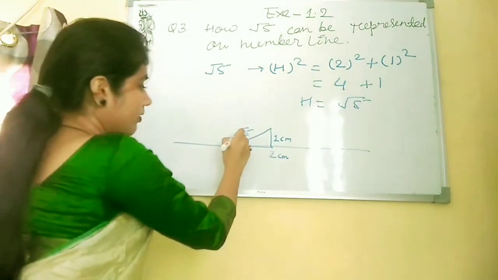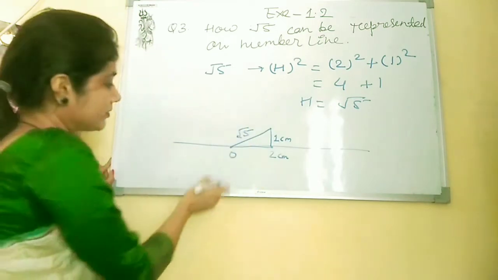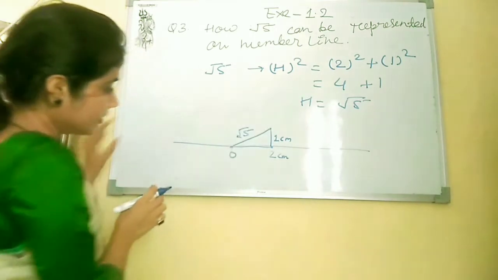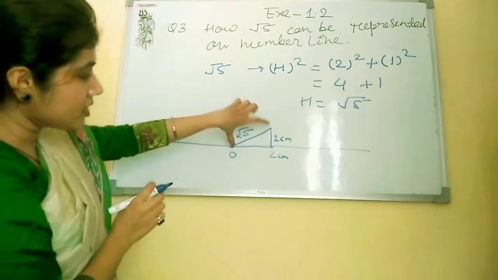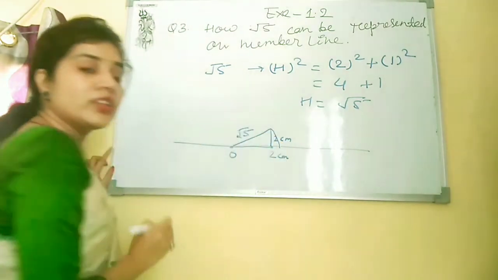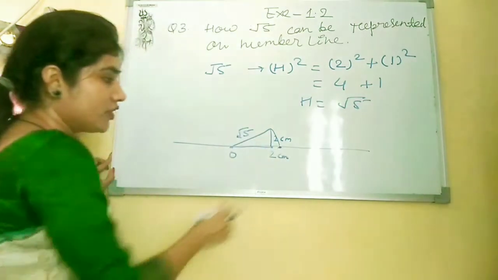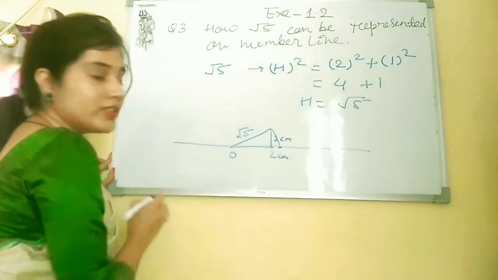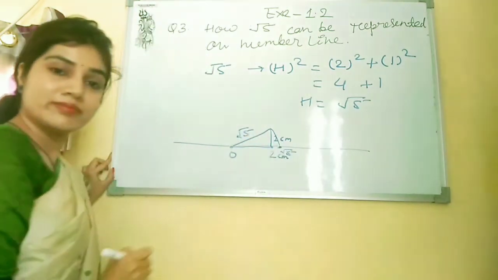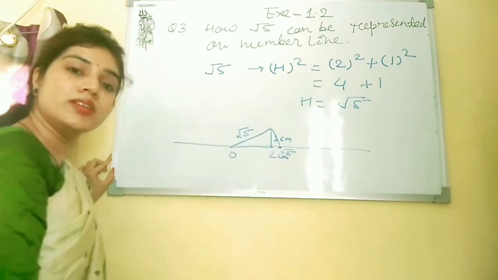Okay. Same as we have already seen, take this point as the center and this will be the radius, and draw an arc here with the help of a compass. This point which we have found here is root 5. Okay, a very simple representation of root 5 on the number line.